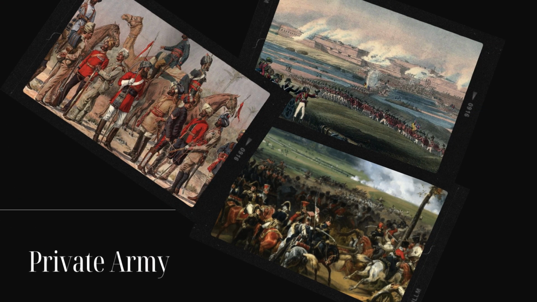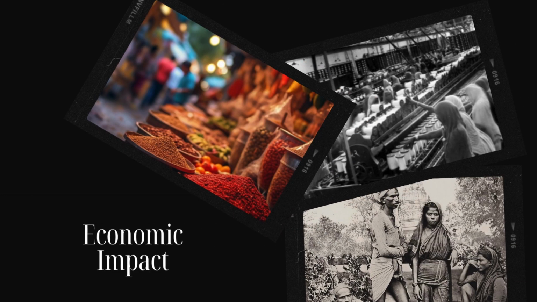Private army: The East India Company maintained a large private army, which at its peak numbered over 260,000 soldiers. This army was used to protect the company's interests and suppress rebellions. The company's private army played a key role in various conflicts, including the Carnatic Wars and the Mysore Wars. The company's army also played an important role in expanding British influence in various parts of India, helping the company to consolidate its control over new territories.